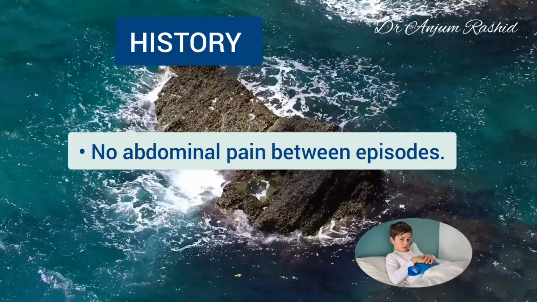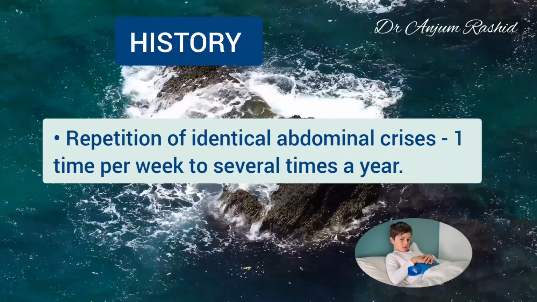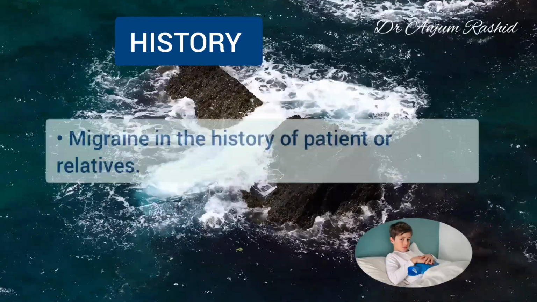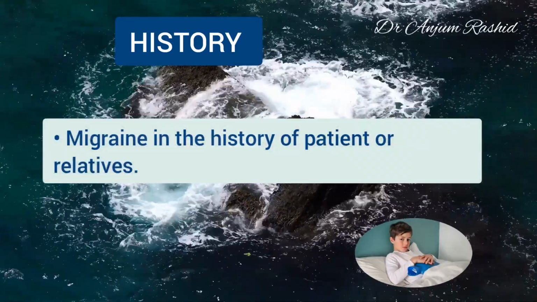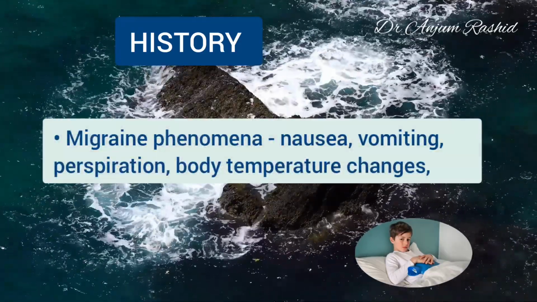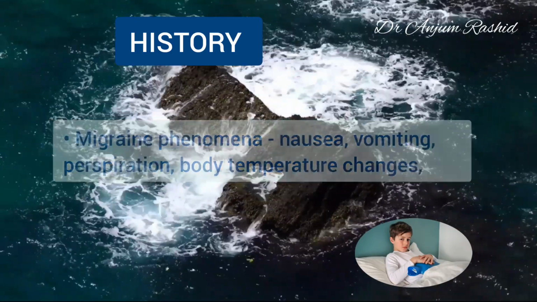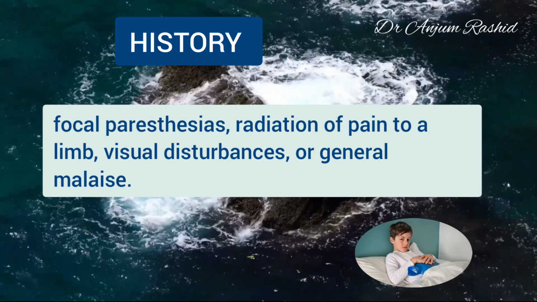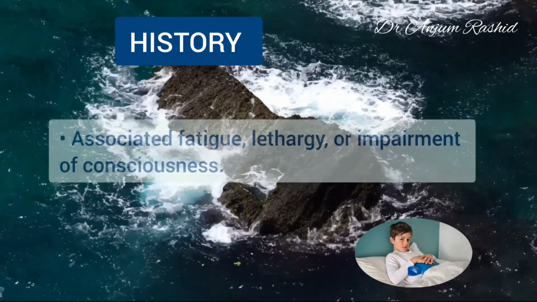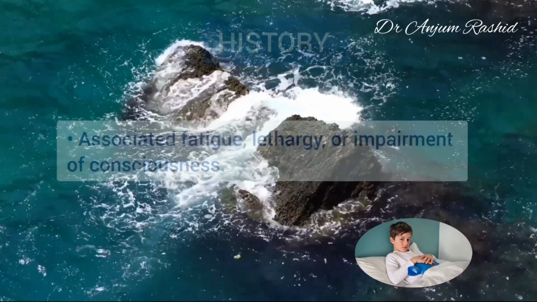Now in abdominal migraine, there is no abdominal pain between the episodes, and there is repetition of identical abdominal crises anywhere from 1 time per week to several times a year. Now also ask about the history of migraine in the patient or relatives, and also inquire about migraine phenomena such as nausea, vomiting, perspiration, body temperature changes, focal paresthesia, radiation of pain to a limb, visual disturbance or general malaise. Also ask about associated fatigue, lethargy or impairment of consciousness.